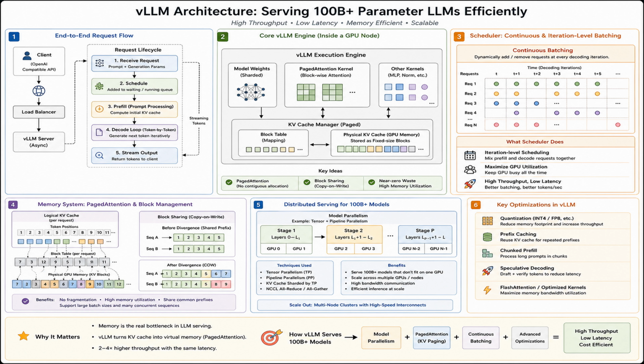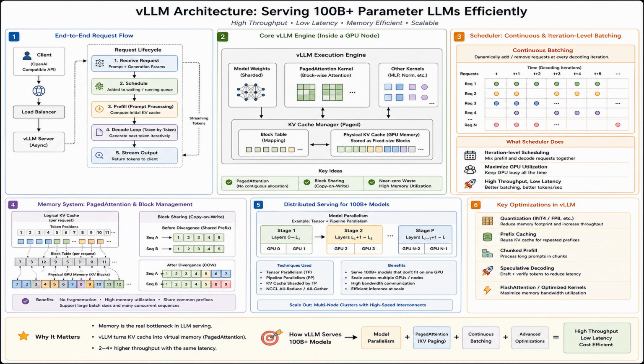Speculative decoding reduces latency by predicting tokens ahead of time. Optimized kernels like flash attention maximize memory bandwidth usage. Together, these optimizations significantly improve real-world performance.